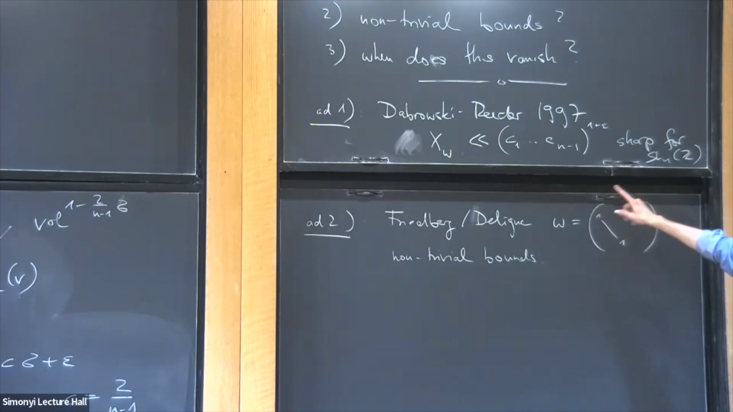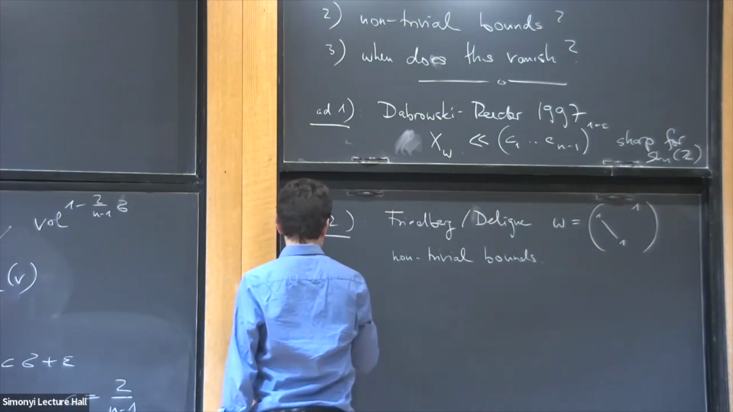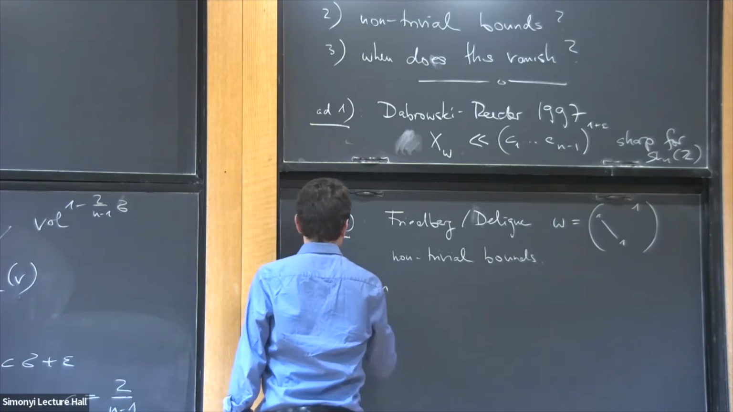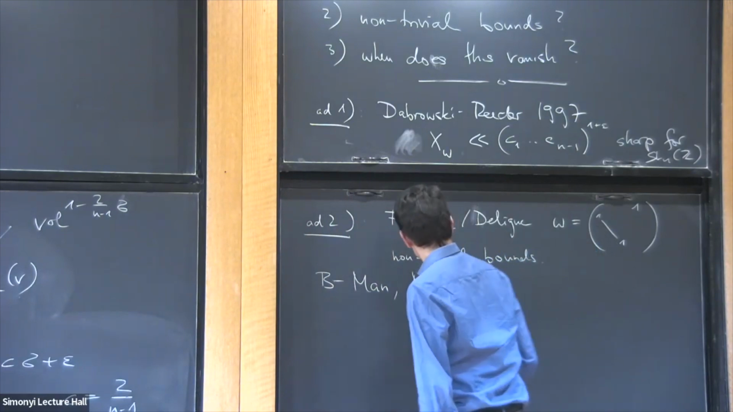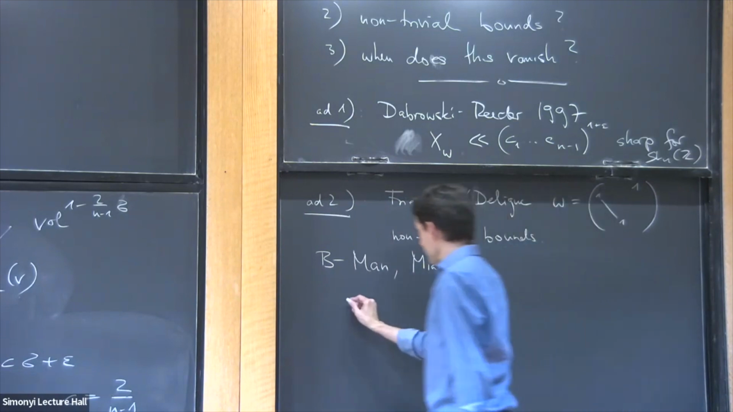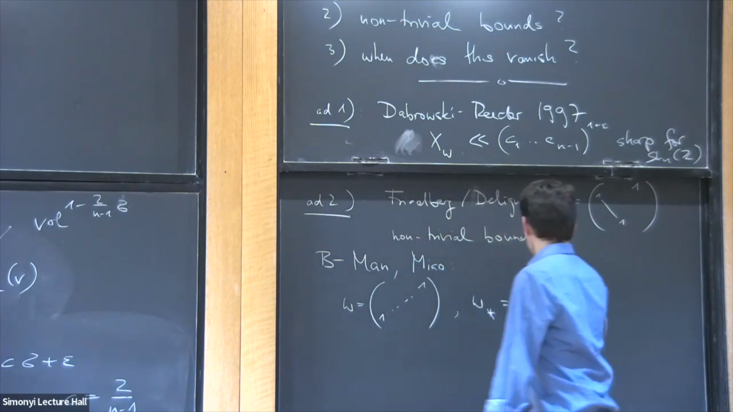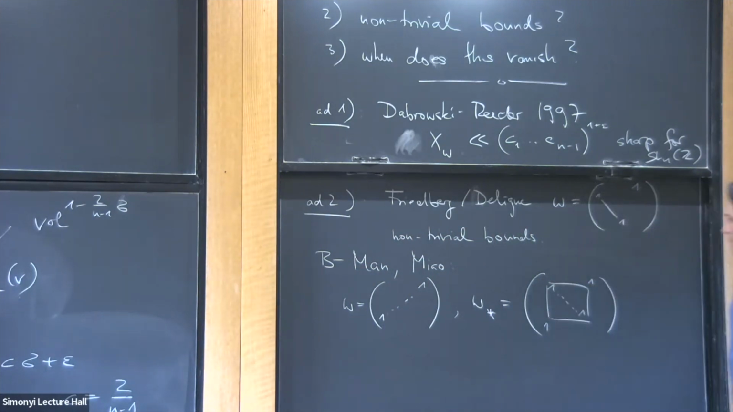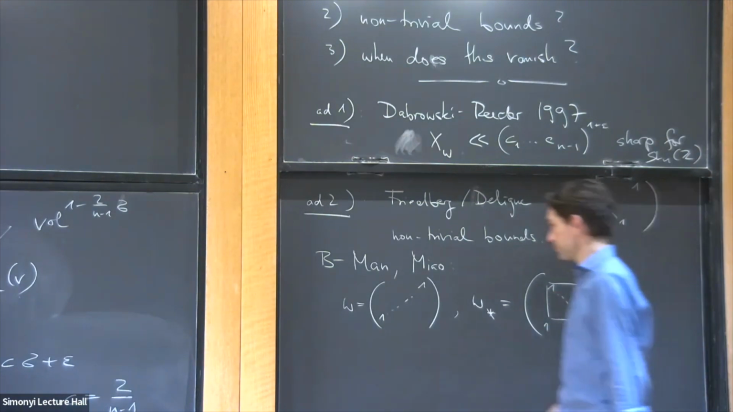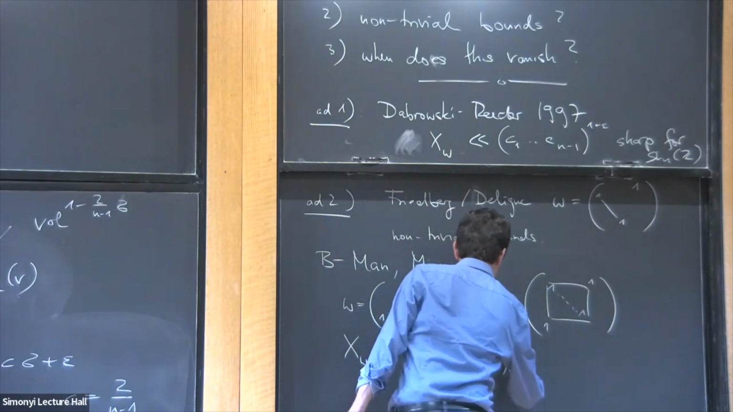For other Weyl elements, this was unknown for a very long time. And I think the first non-trivial bounds are from last year. And this is a paper of myself with a student of mine, Man, and independently also by Miao. And we can treat the long Weyl element and another Weyl element that will later play a role. So for these two Weyl elements, we have non-trivial bounds in general. So X_W is bounded by (C_1 up to C_{n-1}) to the power 1 minus delta.